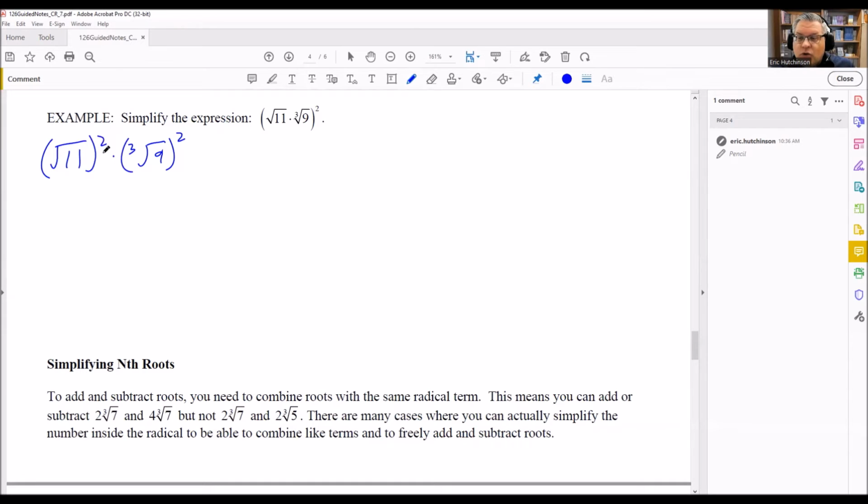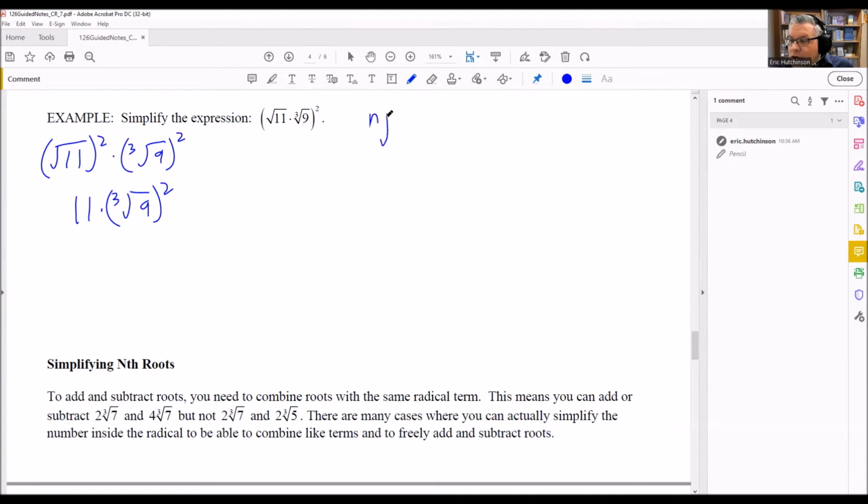Now, the first one, the square is going to get rid of the radical, which means that's just going to turn into an 11. We still have the cube root of 9 squared. Now, we're going to work with this second one here. There's a property that we're going to use on this.